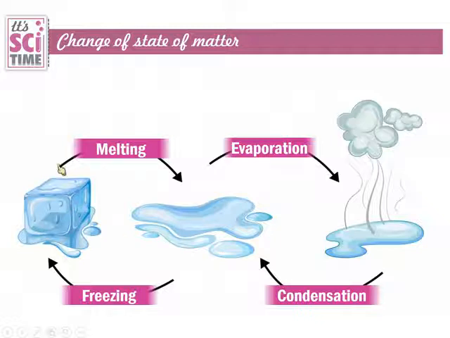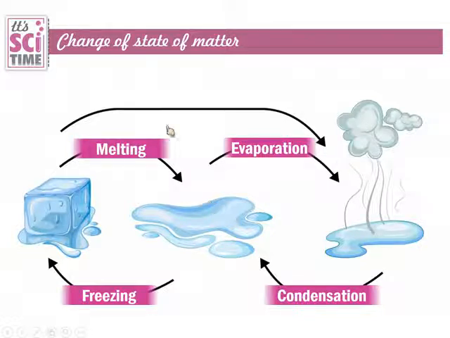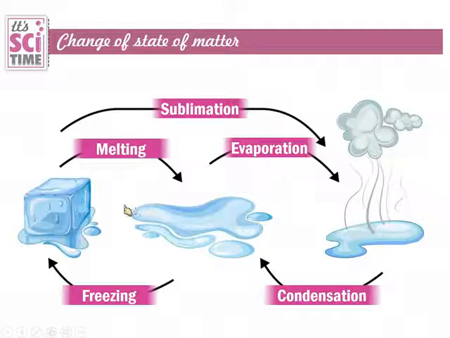And the special thing that we learned: a solid turns into a gas directly without converting to a liquid. That is sublimation. So these are the changes of state of matter that occur with heat. When we increase the heat, this change takes place. When we decrease the heat, the other change takes place.